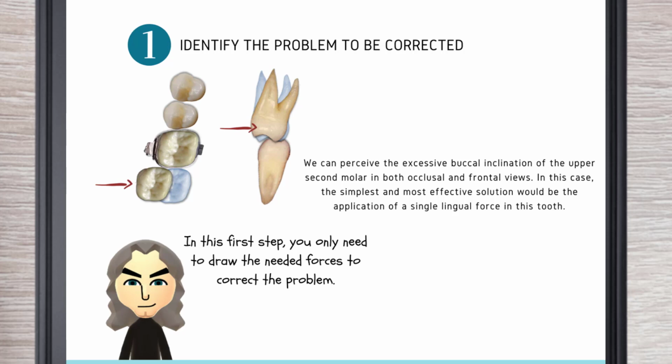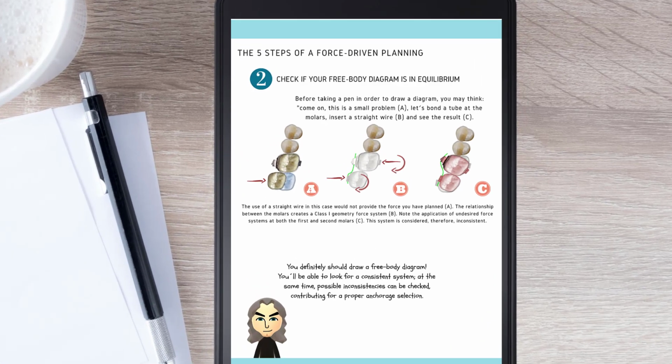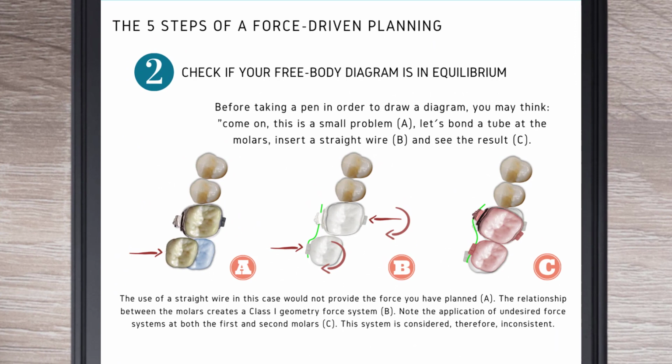In this case, the simplest and most effective solution would be the application of a single lingual force in this tooth. In this first step, you only need to draw the needed forces to correct the problem. In this first step, different professionals usually agree about the most appropriate solution for the case. In the next steps, however, there are countless varied approaches to deal with the same problem. In step number 2, we will check if our free body diagram attends the principle of equilibrium.